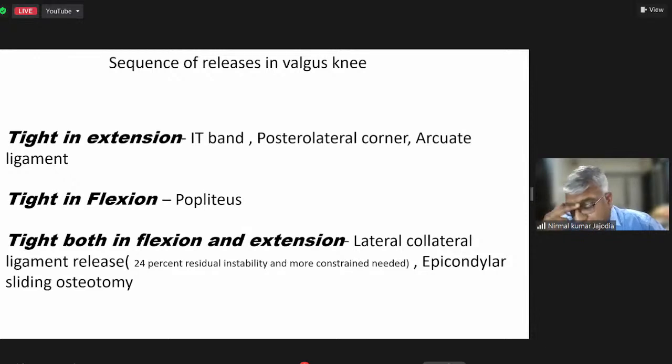procedures of choice. However, there is a high rate of instability in the paper by Ranawat, where they say 24% instability if you choose this as a procedure, or the release of the lateral collateral ligament rather than the epicondylar osteotomy. So the bony release of the epicondylar osteotomy becomes the procedure of choice if you have a knee which is tight both in flexion and extension.